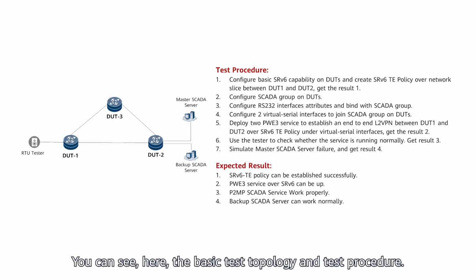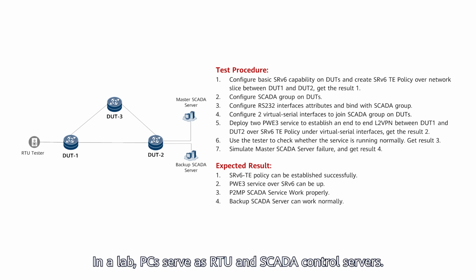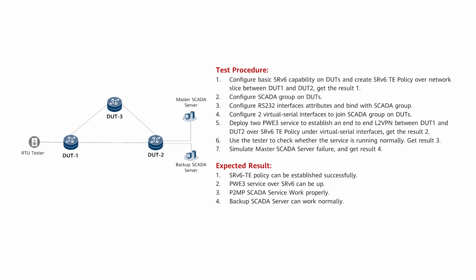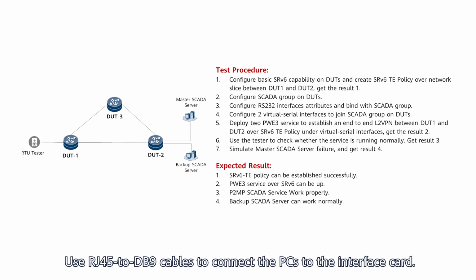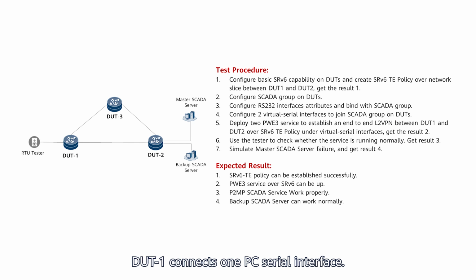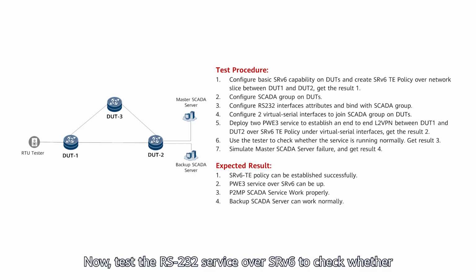You can see here the basic test topology and the test procedure. In a lab, PCs serve as RTU and SCADA control servers. Use RJ45 to DB9 cables to connect the PCs to the interface card. Duty 1 connects to one PC serial interface. Duty 2 connects to PC serial interfaces. Now, test the RS232 service over SRv6 to check whether one RTU can communicate with the 2 SCADA servers.